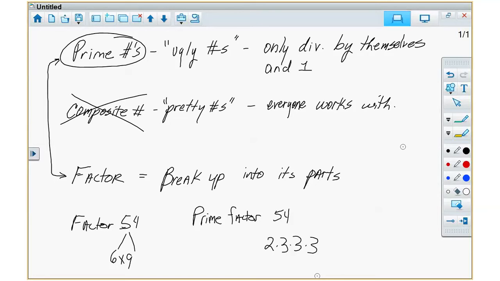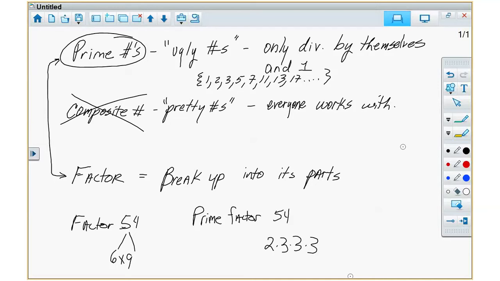The prime numbers are 1, 2, 3, 5, 7, 11, 13, 17, and so on. The ugly numbers. The numbers that are only divisible by themselves and one. Okay, notice 15 is not there. 15 is a composite number. It's divisible by 3, 5, 1, 15.